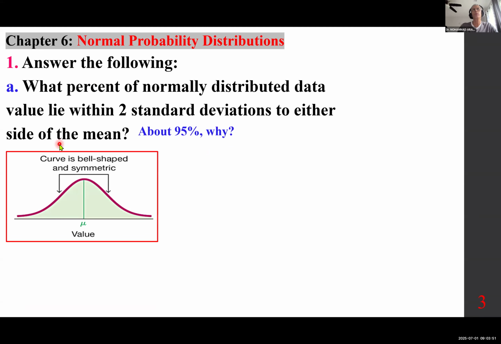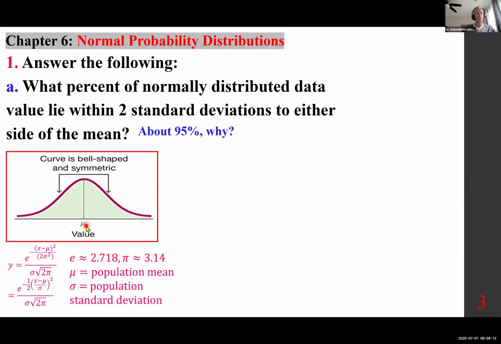Let's discuss normal distribution. Normal distribution is a curve which is bell-shaped and it's symmetric with respect to the mean. If it's a population, we call it mu. If it's a sample, we call it X bar.